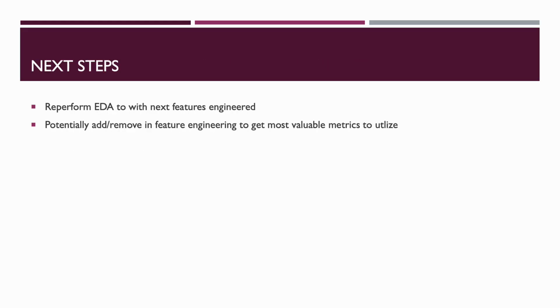So that is where I have been so far with my capstone. I think the next steps for me is I really want to reperform EDA and see all these features and how they correlate with one another, and give me a sense of what my data set is. And then from there, potentially add or remove features I created through the feature engineering process to get the most valuable metrics to utilize within my models without making it overly complicated and complex for those models. Because as of right now, I have probably about 100 features.